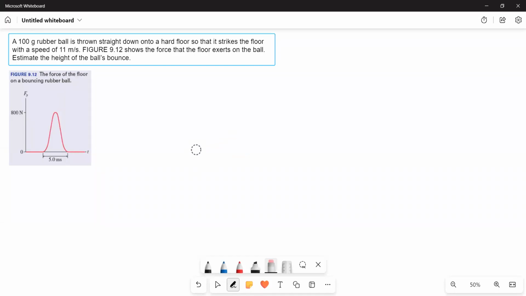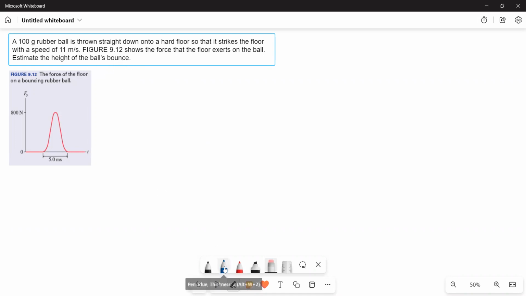Let us do one more problem in momentum impulse. A 100-gram rubber ball is thrown straight down onto a hard floor so that it strikes the floor with a speed of 11 meters per second. The figure shows the force that the floor exerts on the ball. Estimate the height of the ball's bounce.